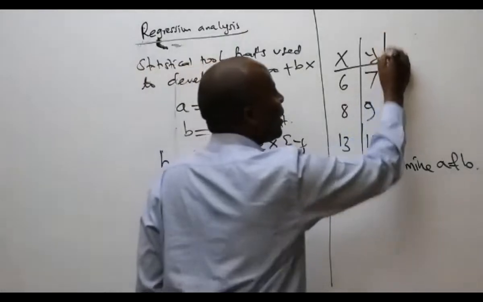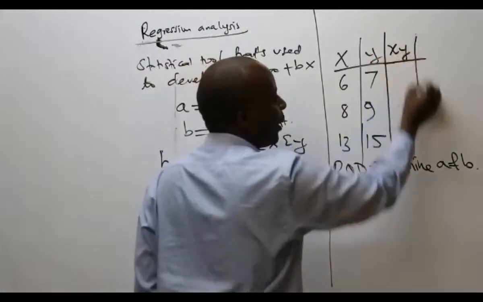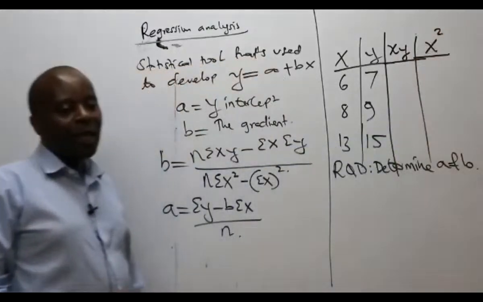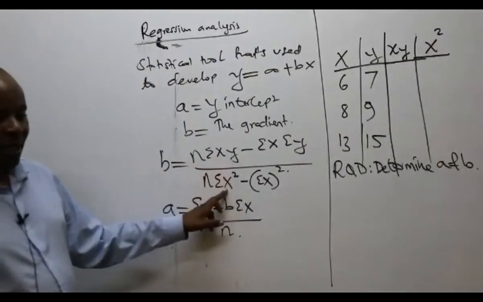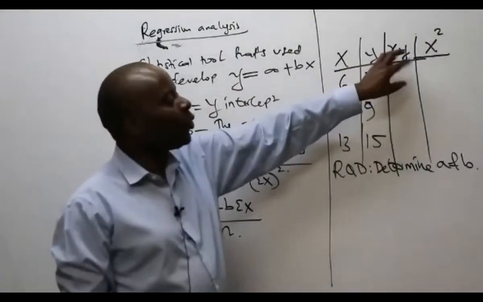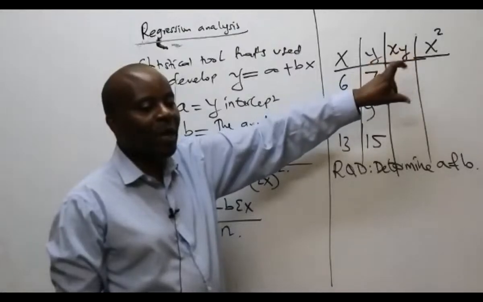you're supposed to do is to create two columns. The first column will capture the multiple xy. The second column will capture the multiple x squared. Basically, we want to take care of this and this. xy means we are multiplying. These are the two additional columns that we would need for us to be able to get regression parameters.